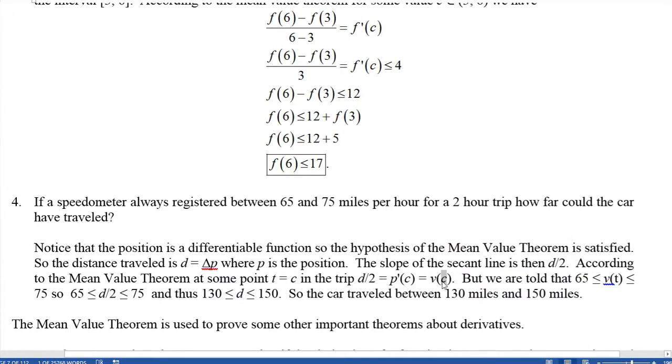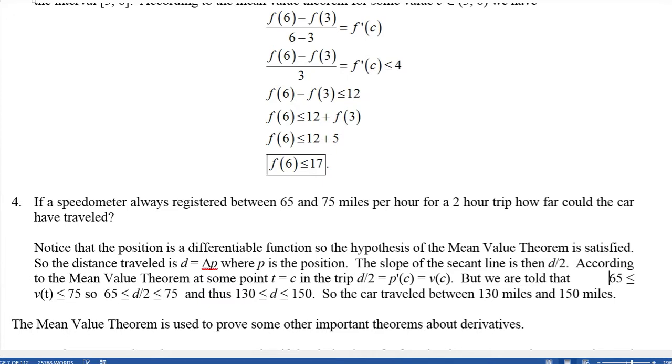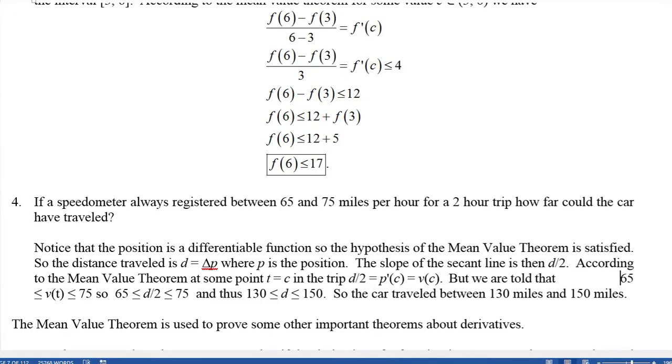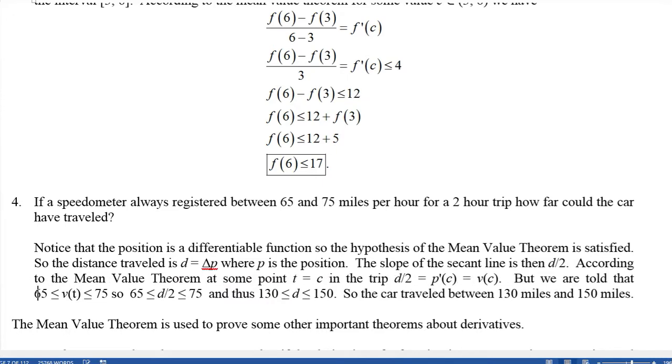And of course, p prime of c is the velocity. So the velocity has to be the same as the slope of the secant line. But we're told that 65 is less than or equal to the velocity, which is less than or equal to 75. So the velocity, or at least the absolute value of the velocity, the speed, is between 65 and 75. So the distance traveled divided by 2 has to be between 65 and 75.